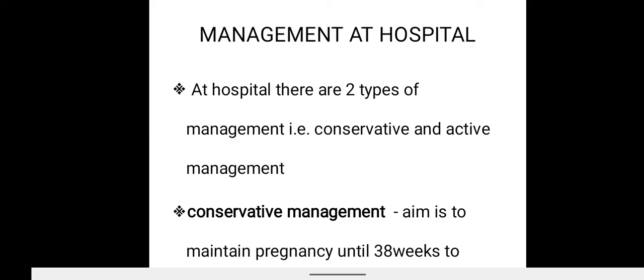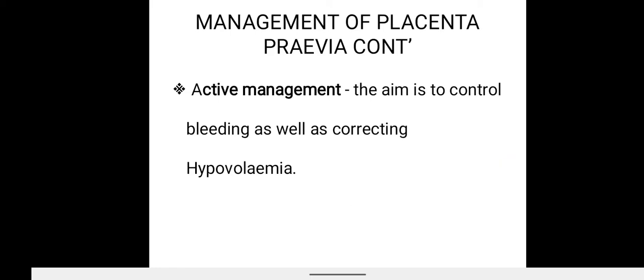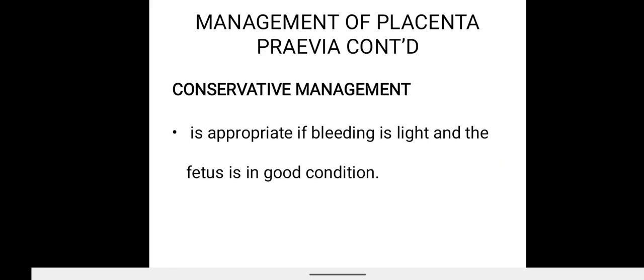Now at hospital, let me just summarize the management. If your diagnosis is placenta previa type 4, incomplete or complete, just prepare the patient for theater for cesarean section. If the pregnancy is at term, you take the patient to the theater. If it's not at term, you maintain conservative management. So those are the things that you have to do.